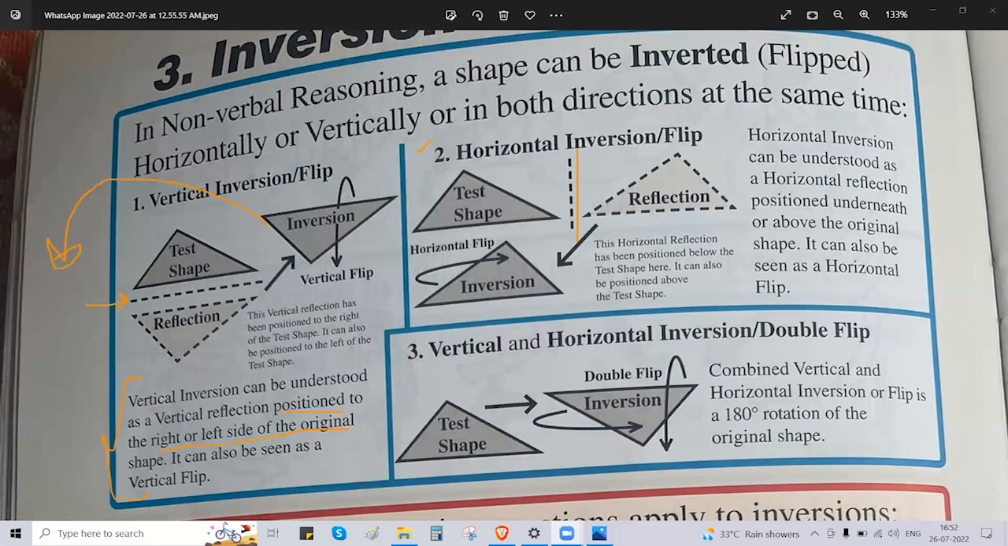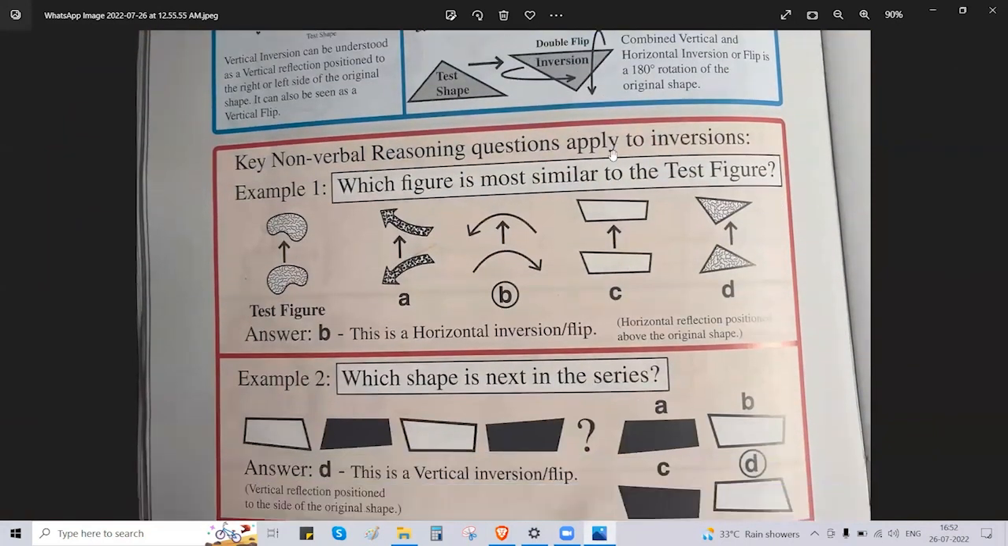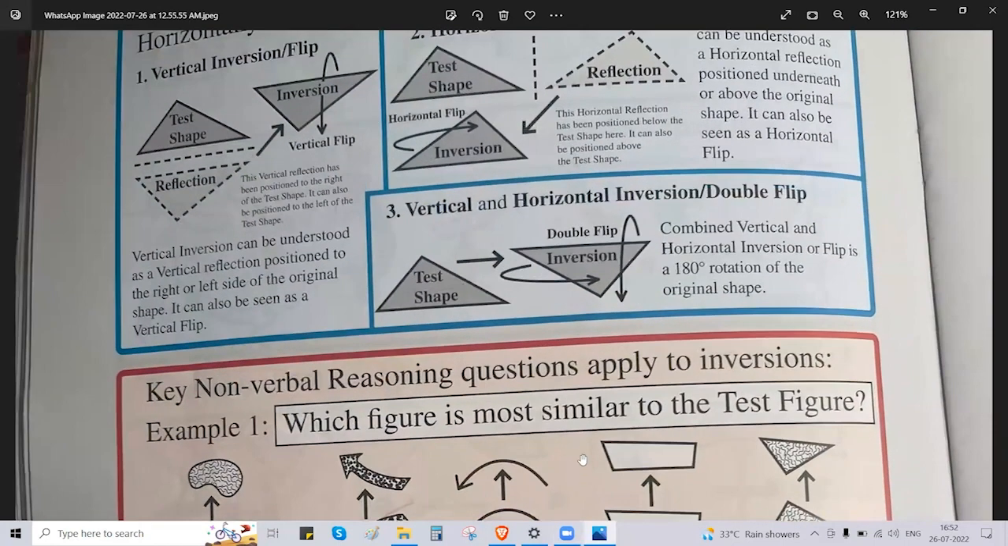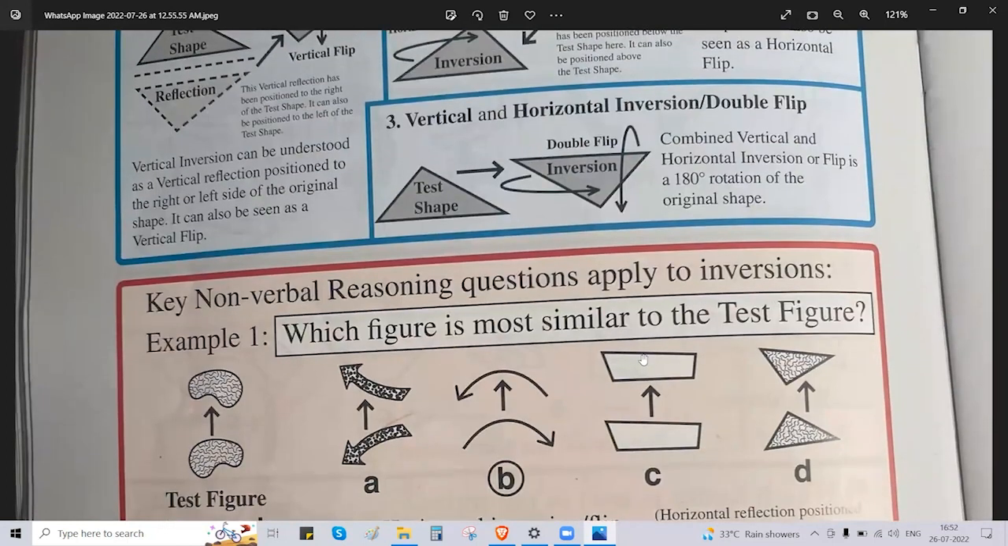So don't worry, when we will be solving some questions, you will get a better understanding of it. Now let's see what's next. For non-verbal reasoning, the more you practice, the better you will get. Non-verbal reasoning is not about learning anything. It's only and only related to practicing. You just need to practice more and more questions.